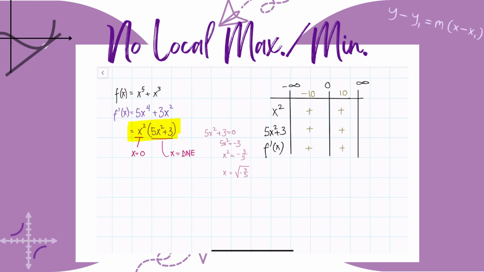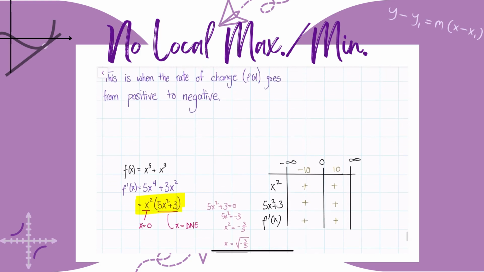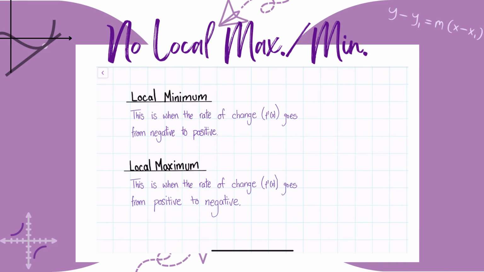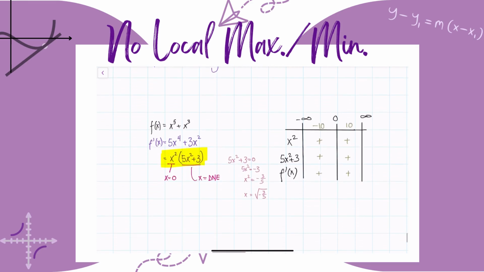Now, if we go back to our rules that we learned prior, which talk about local minimums being when we have the rate of change going from negative to positive, and local max being when we have the rate of change going from positive to negative. Over here, it's positive to positive. So pretty much what that means is that there is no local max or local min.